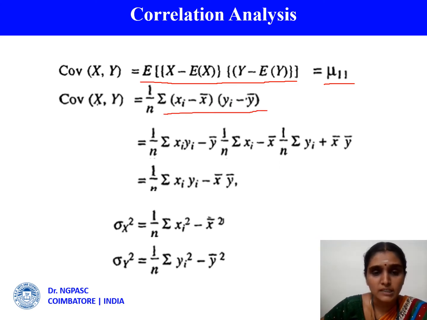Now we expand summation xi minus x bar and yi minus y bar and simplify the answer. So you will get 1 by n into summation xi yi minus x bar into y bar for covariance of x, y. And these sigma x square and sigma y square are the standard formula for finding the variance of the variable x and y.